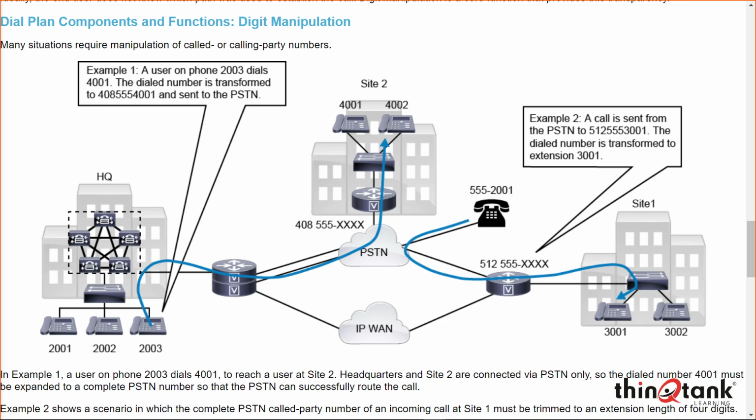In example number 2, we see a call is sent from the PSTN to 512-555-3001.